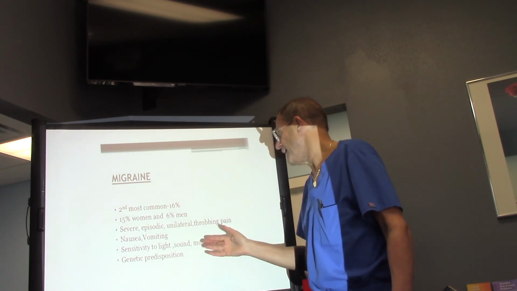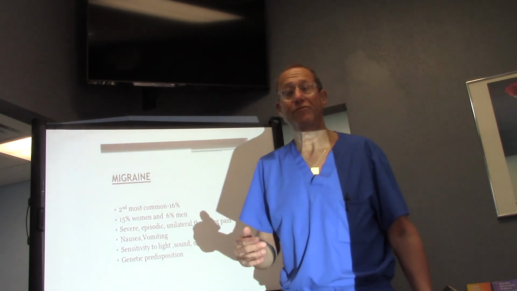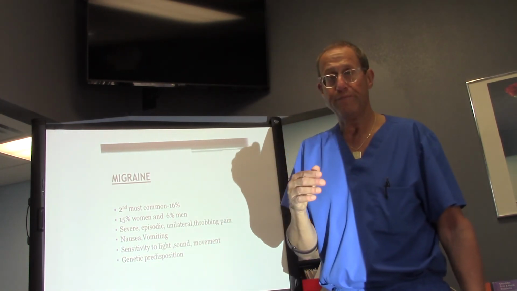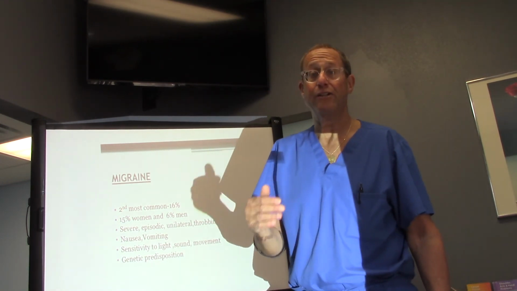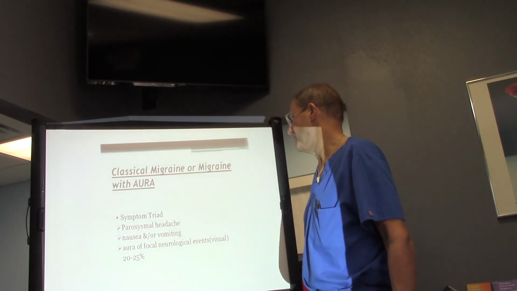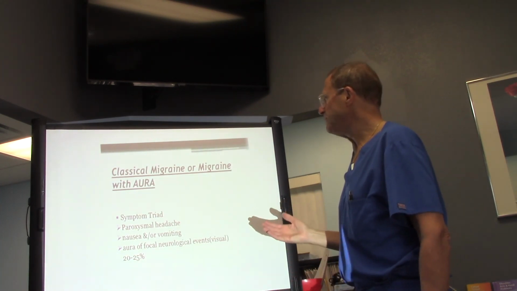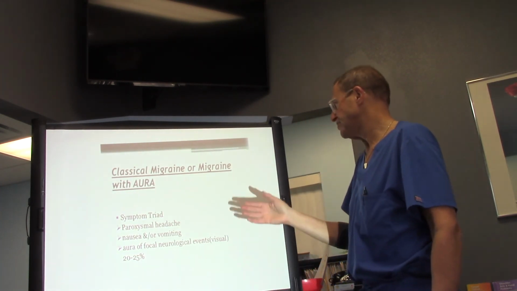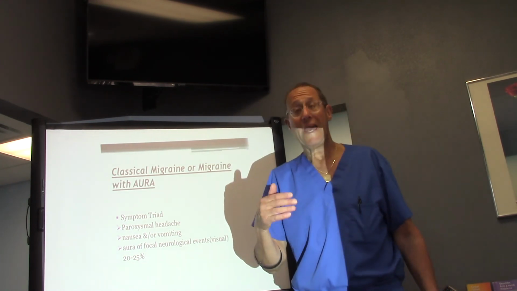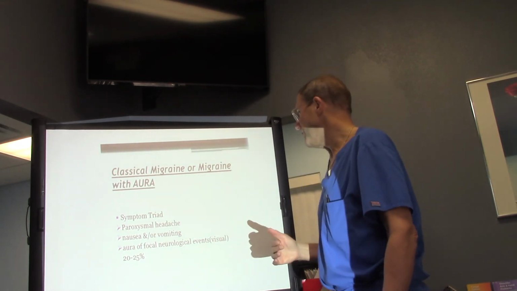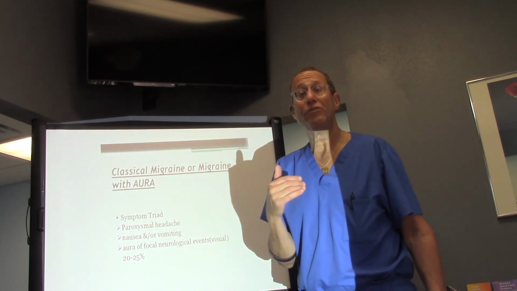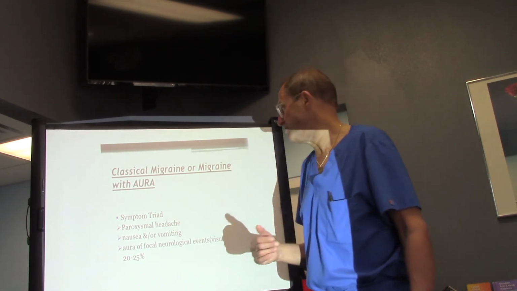You don't want any light. Genetic predisposition, very common that it's genetic, that it runs in families, and it's passed down from generation to generation. So there's a symptom triad: paroxysmal headache, a sudden headache, nausea and/or vomiting. You don't have to vomit. Sometimes when you vomit, it will relieve the headache to some extent.